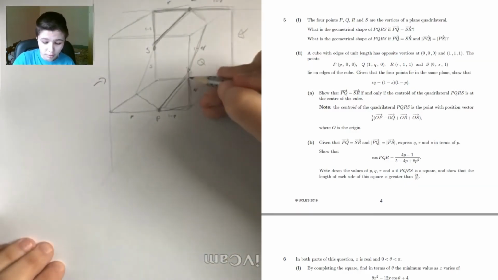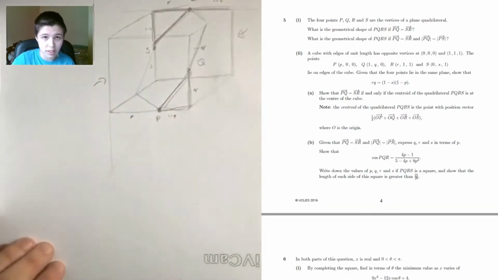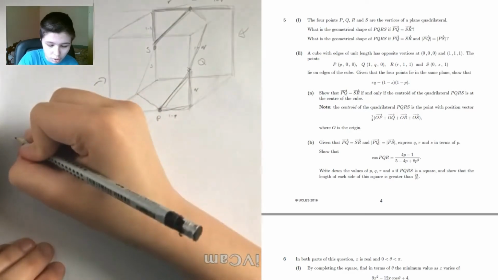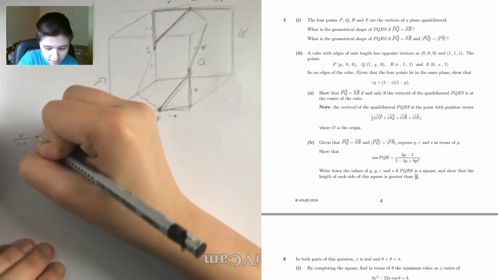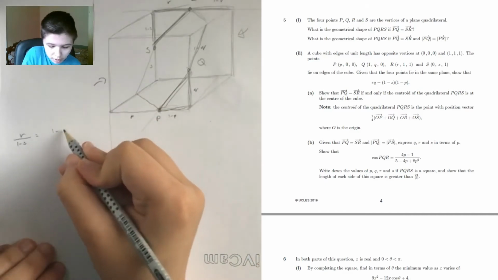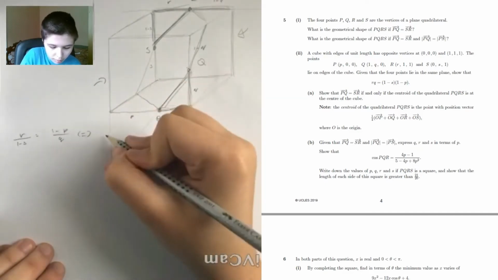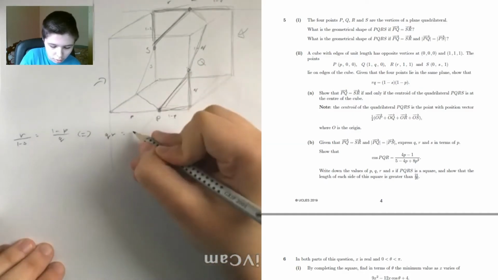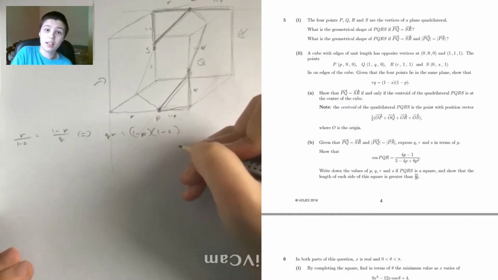And so that means that the ratio of the vertical side here to the horizontal side is the same in both triangles. So R over 1 minus S is equal to 1 minus P over Q, and so QR is equal to 1 minus P times 1 minus S as required.